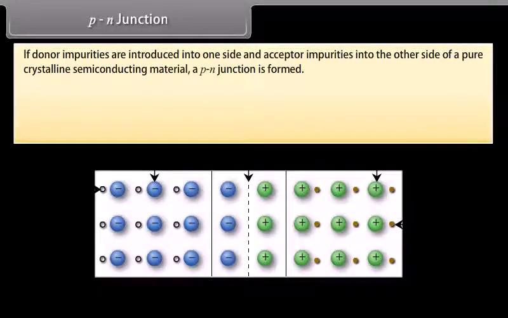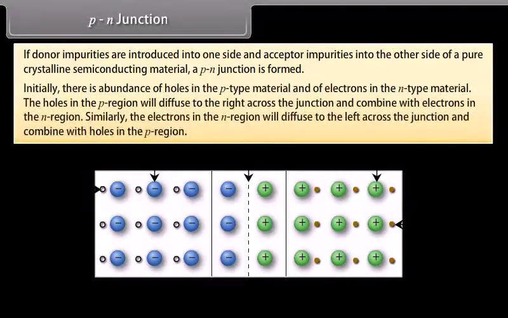PN junction. If donor impurities are introduced into one side and acceptor impurities into the other side of a pure crystalline semiconducting material, a PN junction is formed. The donor ion is indicated by a positive sign because after this impurity atom donates an electron, it becomes a positive ion. The acceptor ion is indicated by a minus sign because after this atom accepts an electron, it becomes a negative ion. Initially, there is an abundance of holes in the p-type material and of electrons in the n-type material.